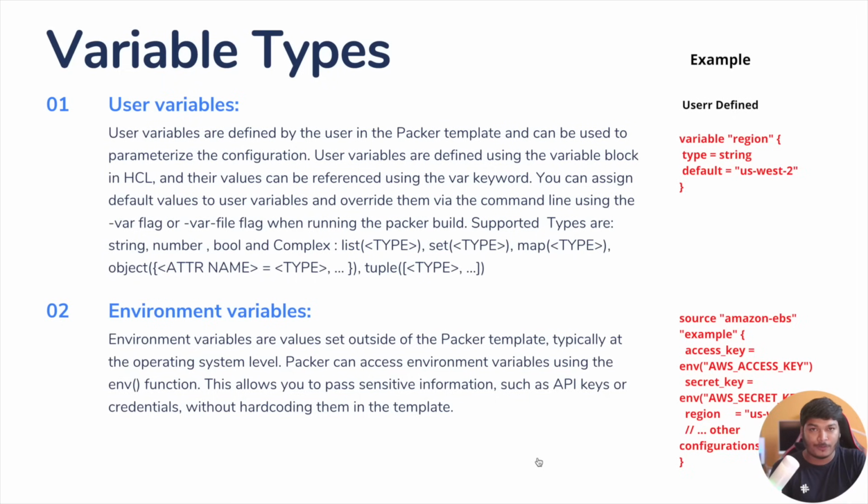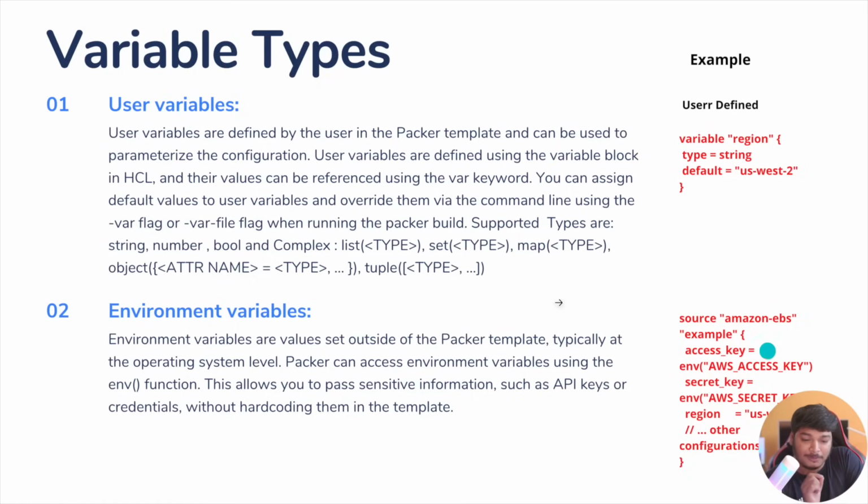Okay, so if you have defined a variable at the OS level, it's available system-wide. In Packer, if I want to access that environment variable value, I have to use that env function, and this allows us to pass sensitive information such as API keys or credentials without hard coding them in the template. For example, in this example, if you see here, I'm defining a source, and we'll come to what exactly source is and all that. Think about it for now as the way to build the image. So we have source amazon-ebs example here.